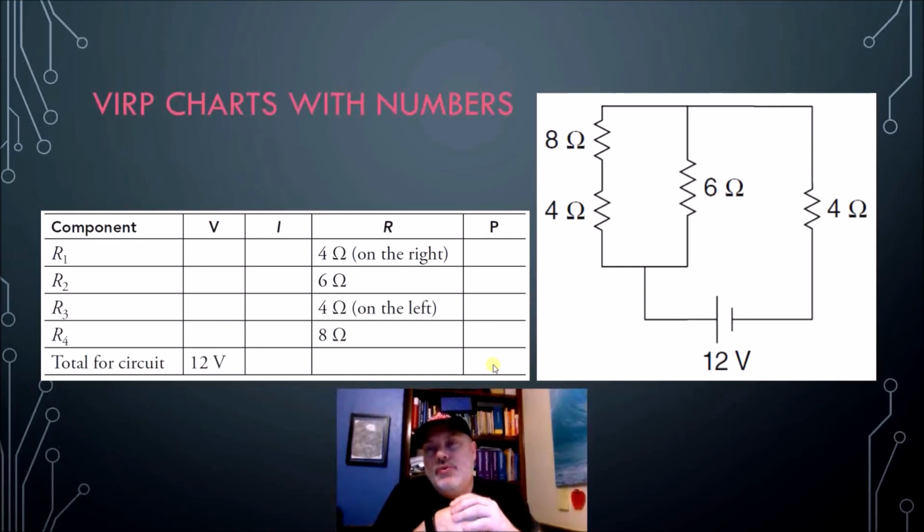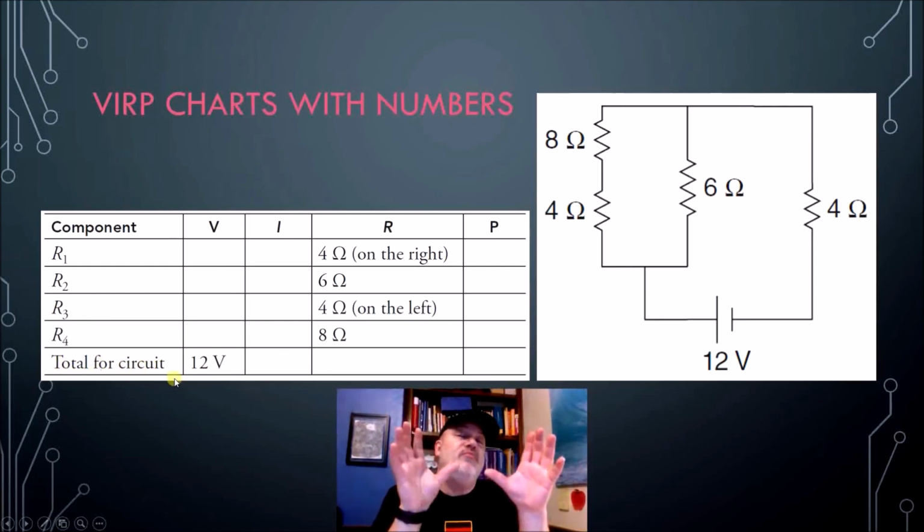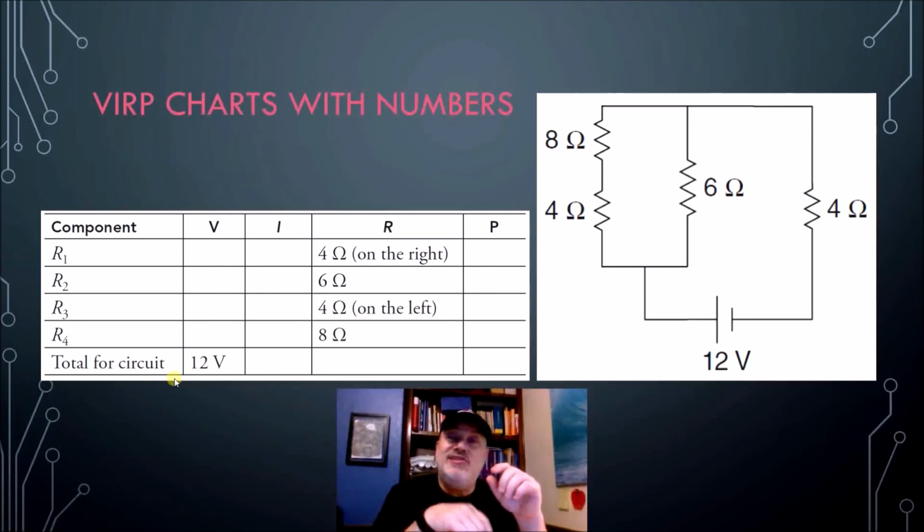So one of the tools that we use is a VIR or VIRP chart to keep track of all of our numbers. So if we have a circuit with all of these numbers right here, then if you write the component down, each one over here, and then total up the circuit as a whole, if you reduce the circuit down to just one resistor, one equivalent resistor, you would have 12 volts for the entire thing. So I would like for you to pause the video, fill in this chart, and then I'll show you the answers and see how you did.